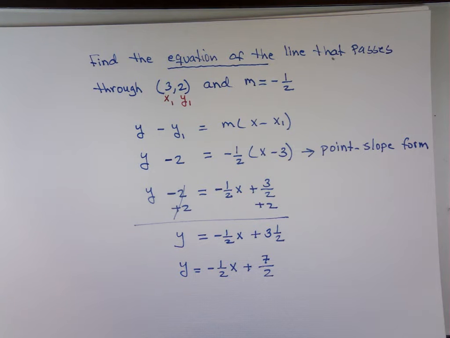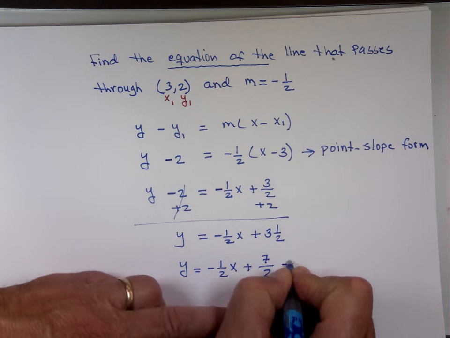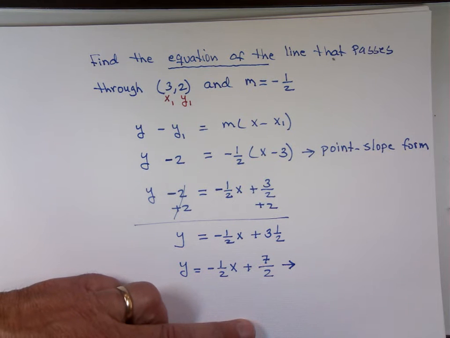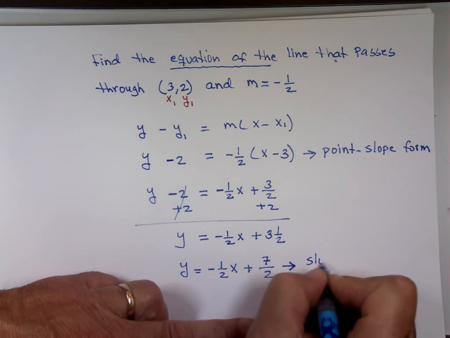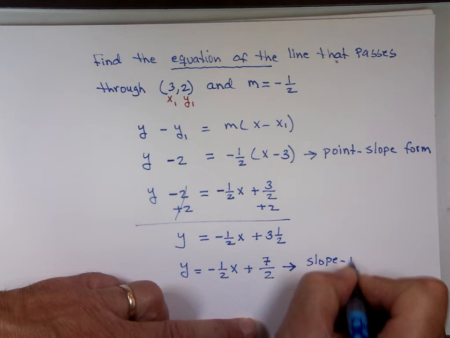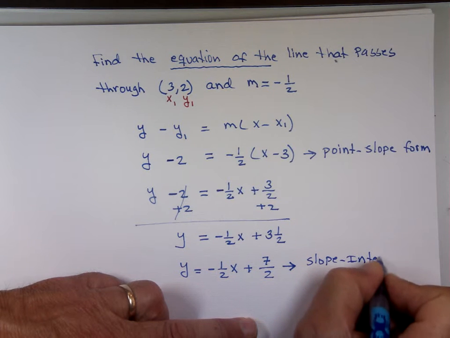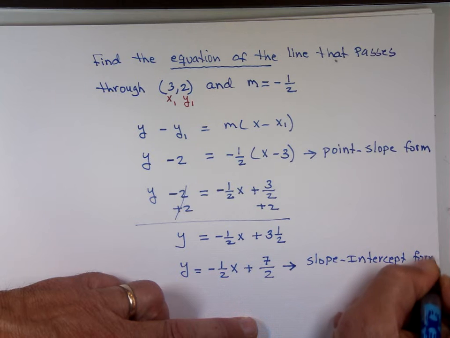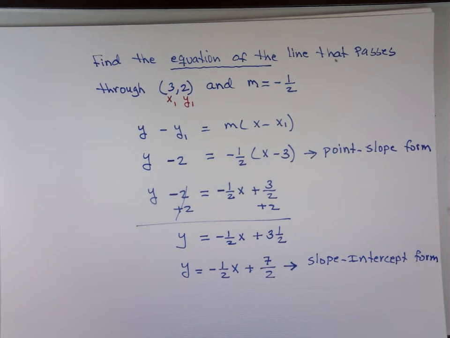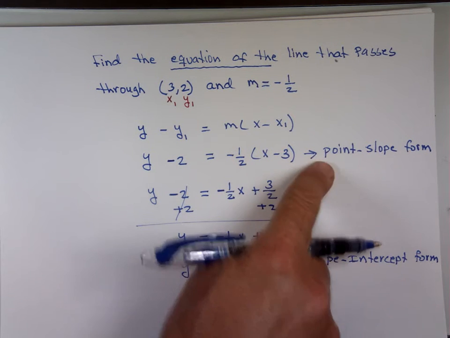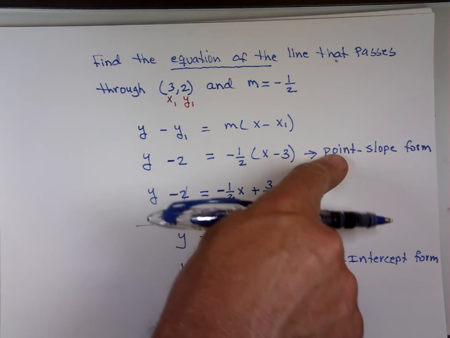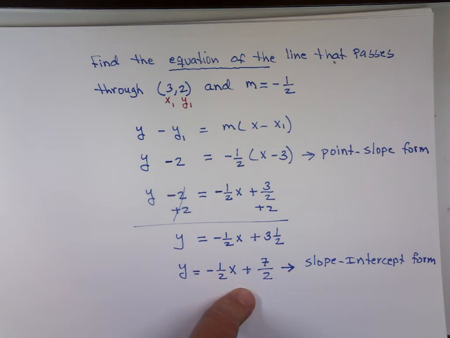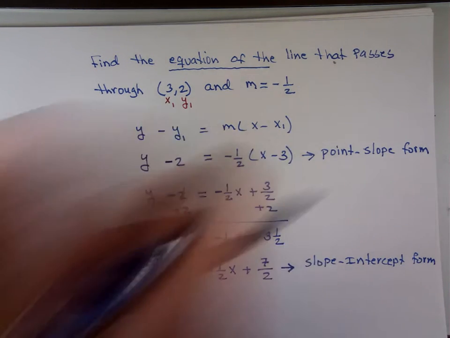This has a name. When you put it in this form, slope-intercept form. So you got to be careful with the software. They will ask you to write the answer in this form or in that form. If they ask you for this form and you put that, they'll mark it wrong. If they ask you for this and you put that, they'll mark it wrong.